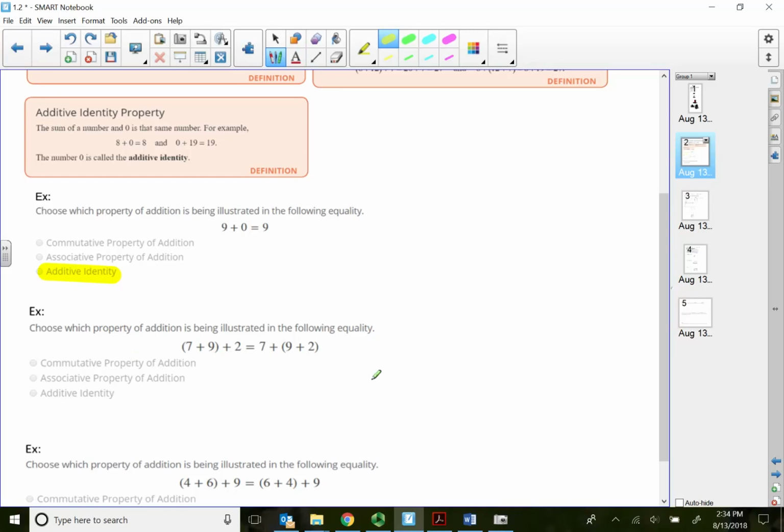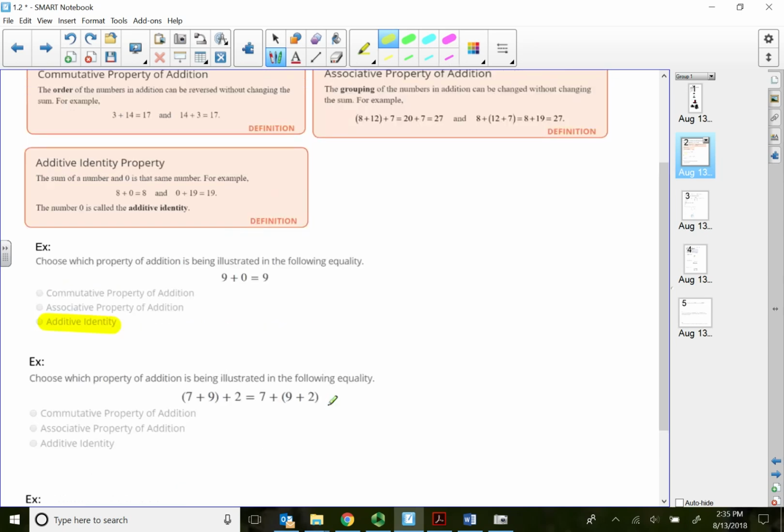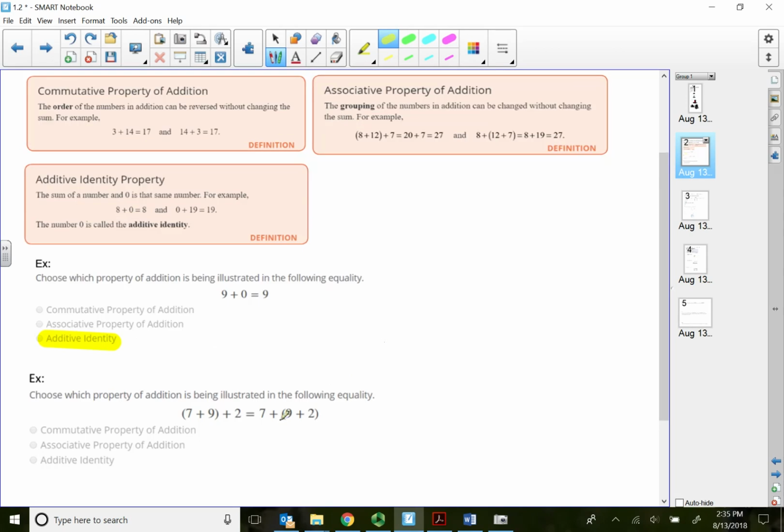All right, when you look at problems like these, look at the order of your numbers first on the left side and the right side, and see if it's changing. 7, 9, 2 and 7, 9, 2. So the order did not get swapped, so it's not going to be commutative. What's changing is who is in the parenthesis, which indicates who is being added first. On the left side of the equal sign, 7 plus 9 first. But on the right side it is 9 plus 2 first. So that will be the perfect example of associative property for addition, because associative property allows me to add any two numbers first without changing the sum.